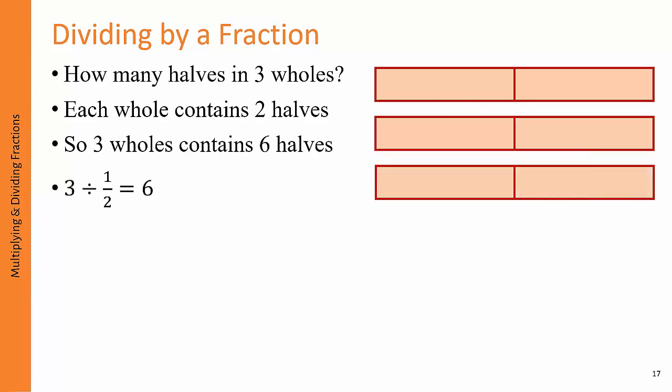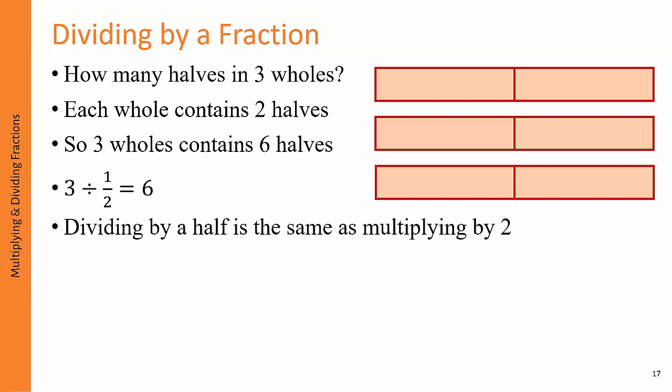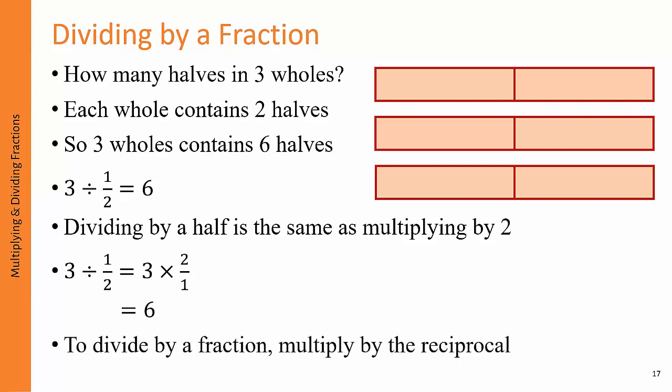So 3 divided by a half, how many halves in 3? That is 6. Dividing by the half was really the same as multiplying that 3 by 2, which is of course 6. So dividing by a fraction is the same as multiplying by the reciprocal of that fraction, that is the fraction turned upside down.